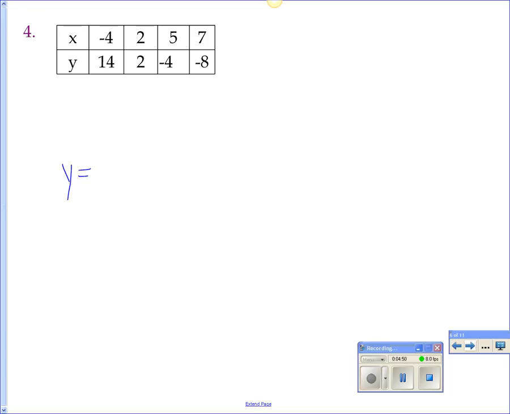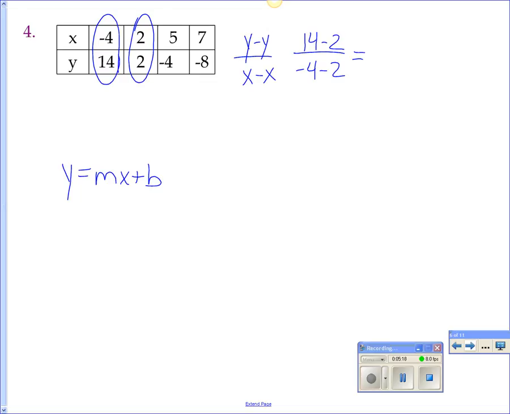We eventually want to do y equals mx plus b. We can't do that yet because we have to find m first. So to find m, we do y minus y over x minus x. You can pick any 2 points. Remember, I need an x and a y. So (-4, 14) and (2, 2). So 14 minus 2 over negative 4 minus 2. That's going to give you 12 over negative 6, which is negative 2, which is your m.